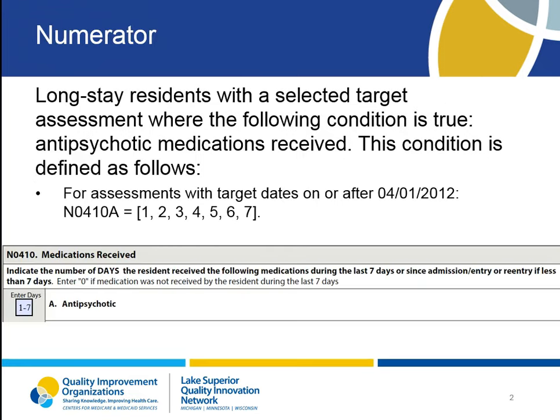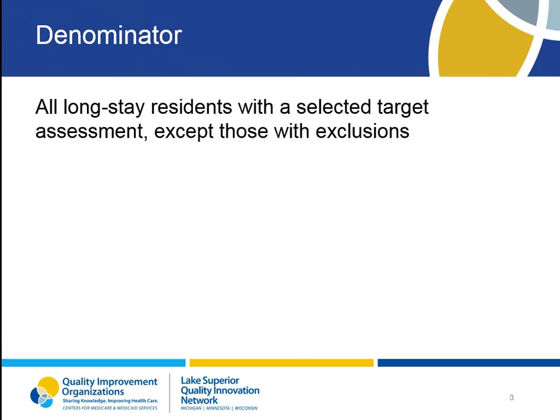The numerator is the number of long-stay residents with a selected target assessment where the following condition is true: antipsychotic medications were received at least once in the last 7 days or since admission or reentry if less than 7 days. The denominator is the number of long-stay residents with a selected target assessment, except those with exclusions.